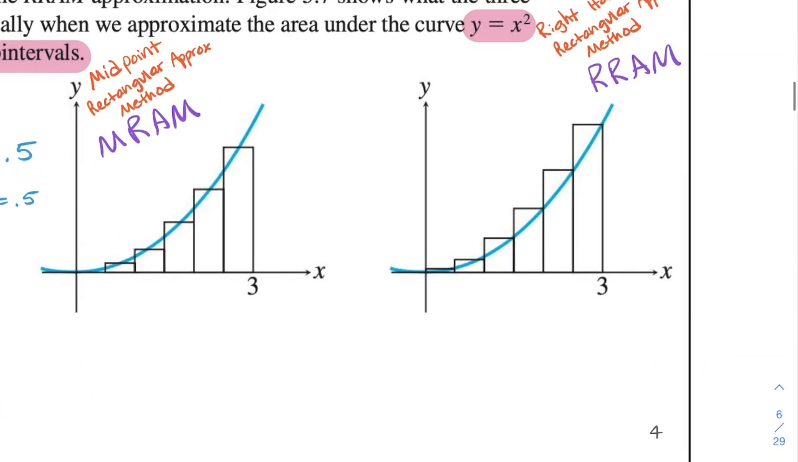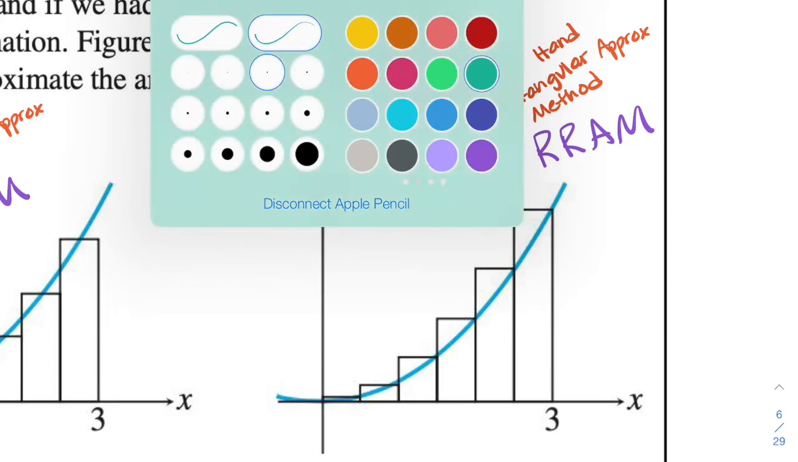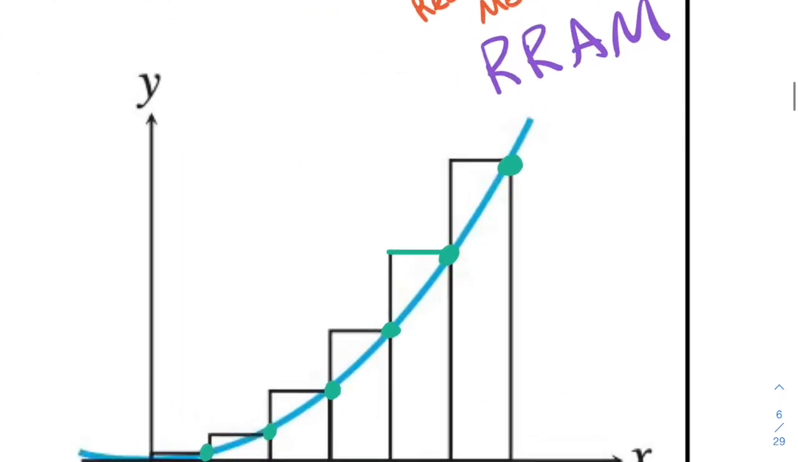Okay, so let's do our next one. Let's do the right rectangular approximation method. So look at this. We're now working from the right-hand side. So we're going to input 3, and 2.5, and 2, and 1.5, and 1, and 0.5. Let me just list all of these. Again, we should have 6 numbers because we have 6 intervals.